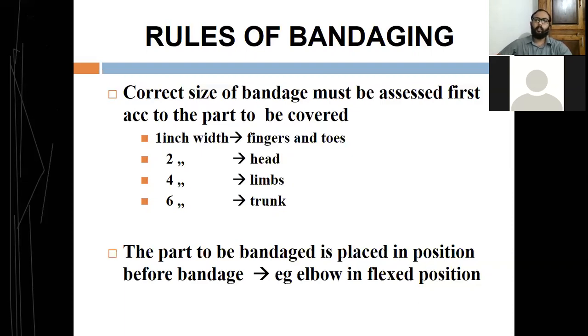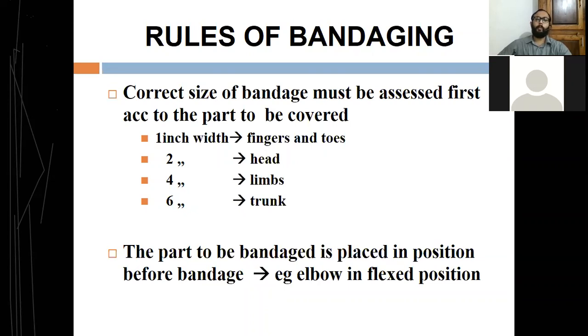In upper limb, 10 centimeter width into 3 meter. In lower limb, 15 centimeter width into 3 meter. In head, it is 2 inch width into 3 meter. In fingers and toes, 2.5 centimeter width into 1 meter. This is the correct size of bandage which we can use.